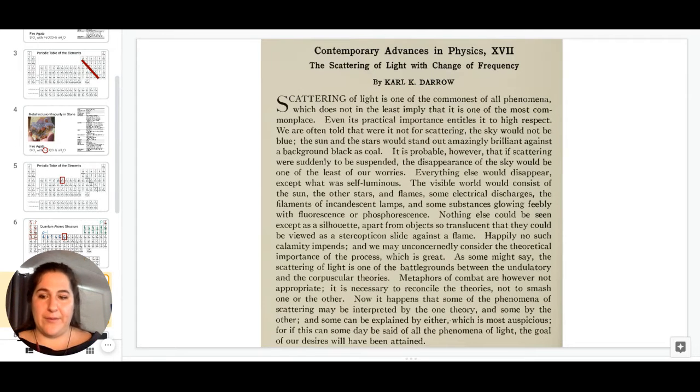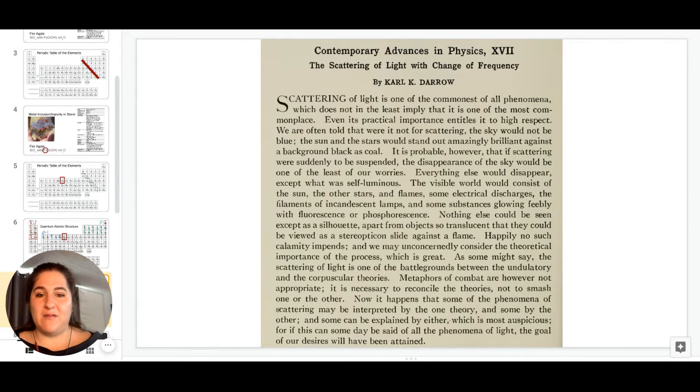by Carl Darrow. And it reads, "Scattering of light is one of the commonest of all phenomena, which does not in the least imply that it is one of the most commonplace. Even its practical importance entitles it to high respect. We are often told that were it not for scattering, the sky would not be blue. The sun and the stars would not stand out amazingly brilliant against a background black as coal. It is probable, however, that if scattering were suddenly to be suspended, the disappearance of the sky would be one of the least of our worries.